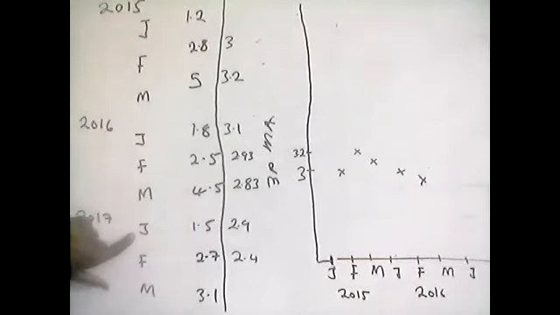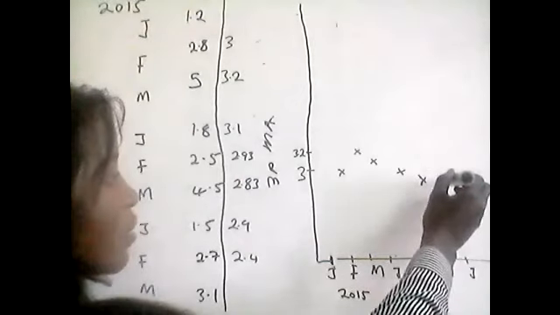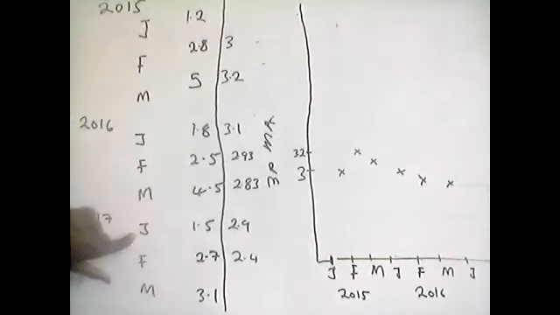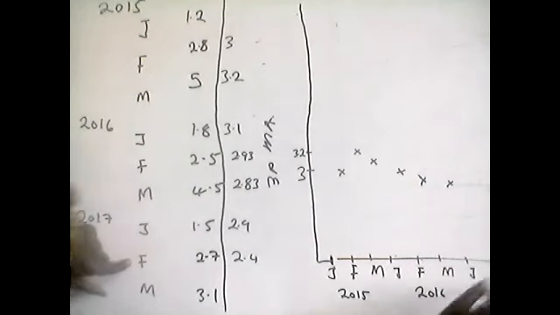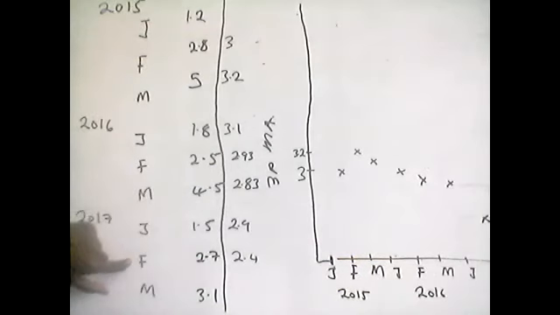Not July, sorry, it's January 2017, we have 2.9, precisely there. And then February 2017, 2.4. And then in March, there's nothing there. So that's why it ends.